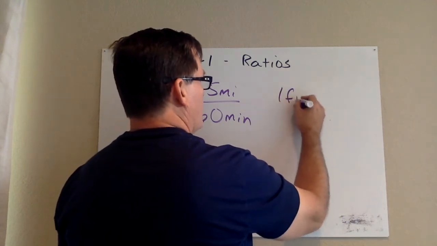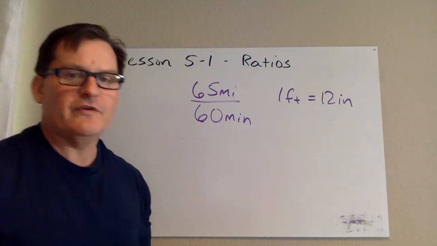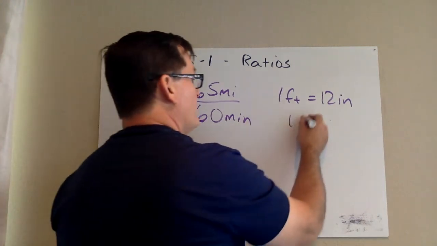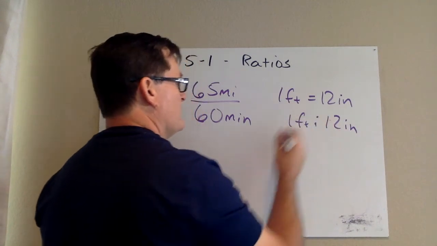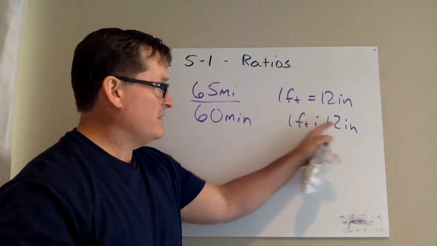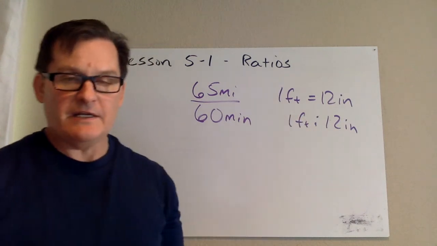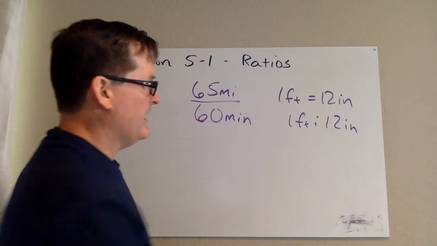Like we know that there are 12 inches in 1 foot. That's a ratio, 1 foot to 12 inches. That's one way to write a ratio, with those colons. That's a ratio. It's a relationship. Something those numbers have in common I can relate as a ratio. Hopefully you're beginning to get the idea.